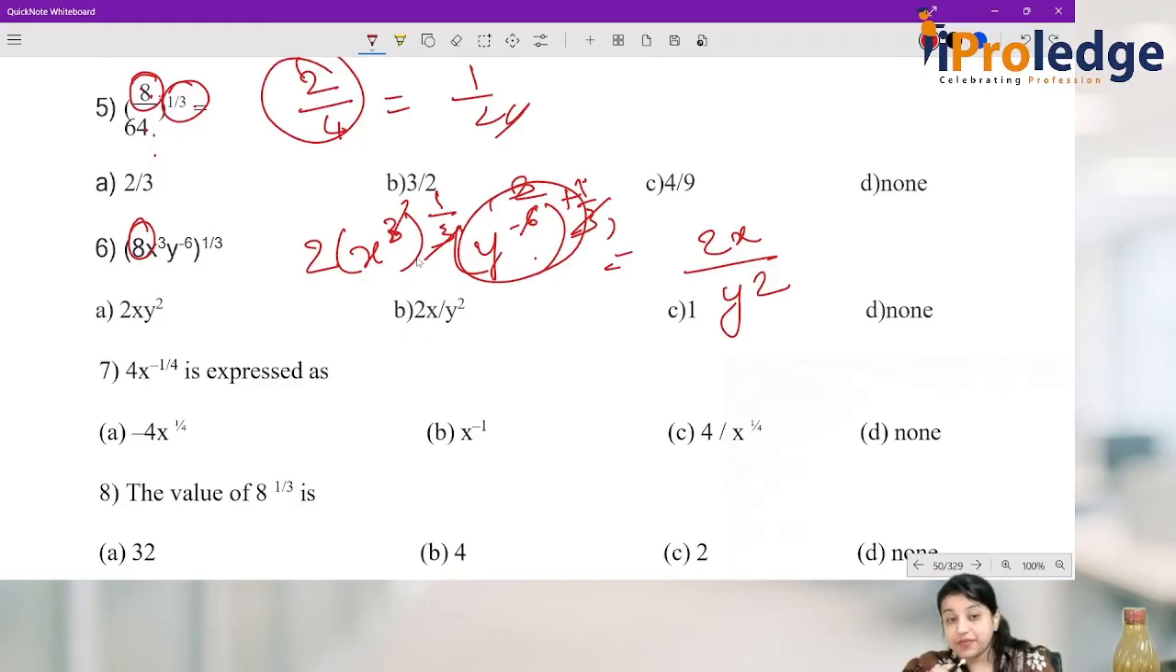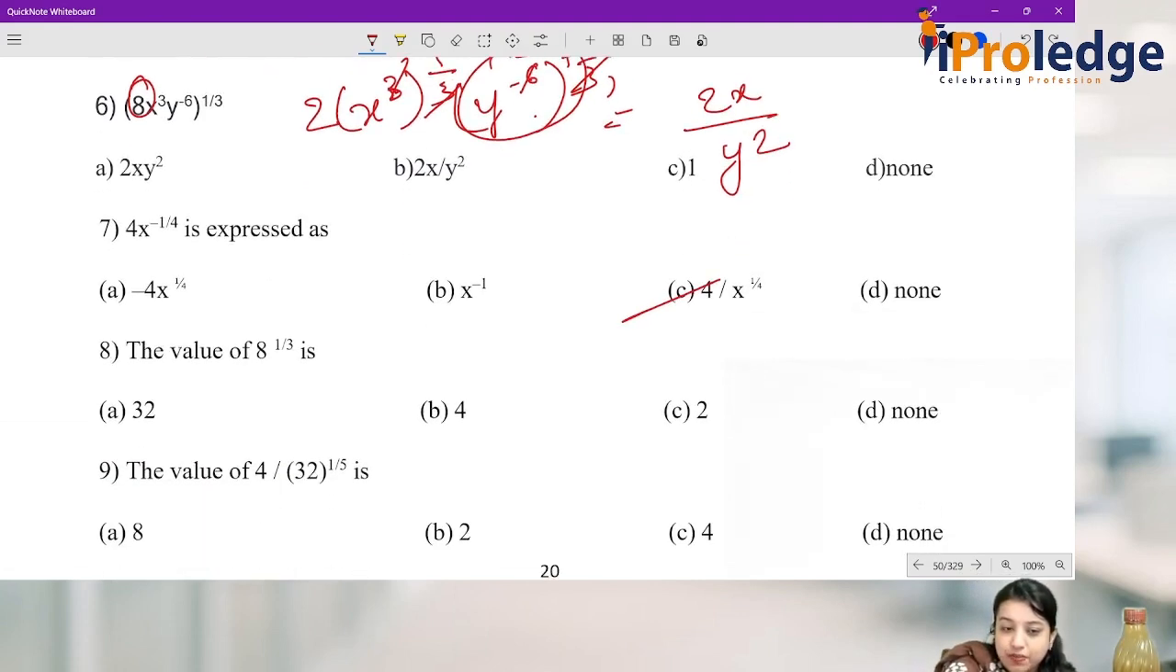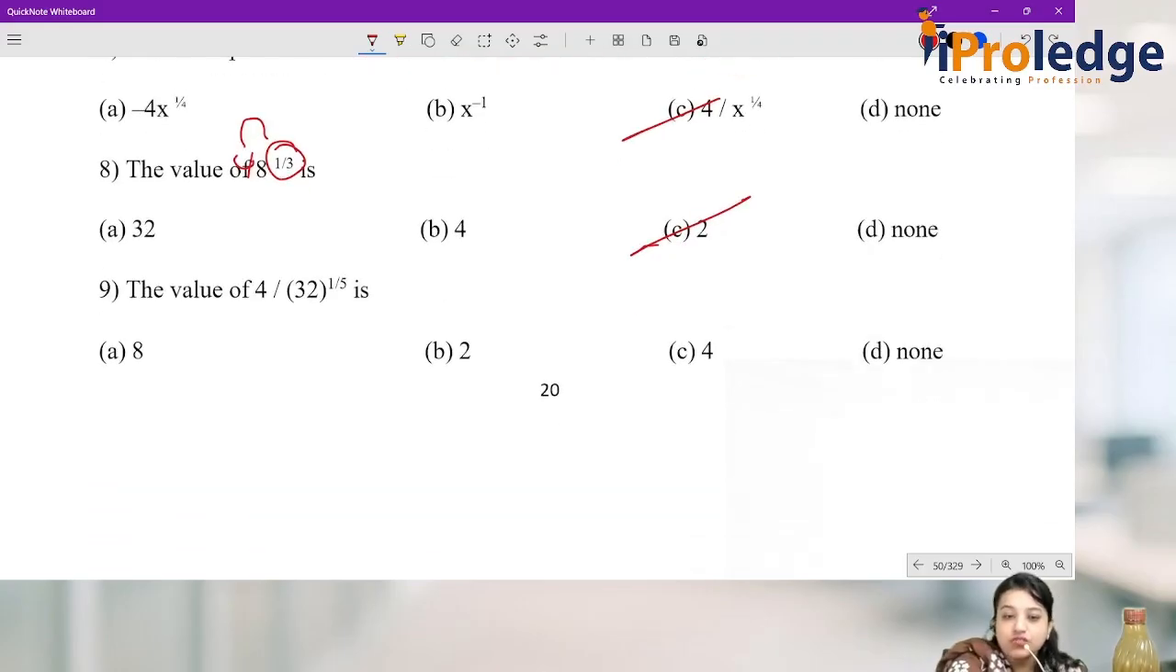X to the power of minus 1 by 4 is 1 divided by x to the power 1 by 4. That is 4 divided by x to the power of 1 by 4. What does 1 by 3 mean? Cube root of 8. What does 1 by 5 mean? Fifth root of 32. So 4 by 2 means?